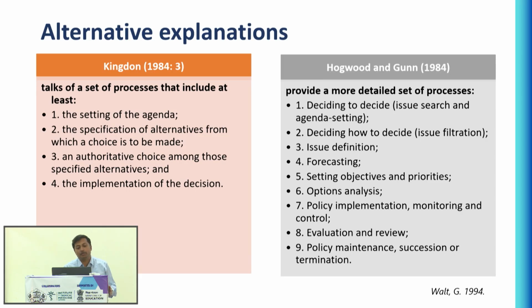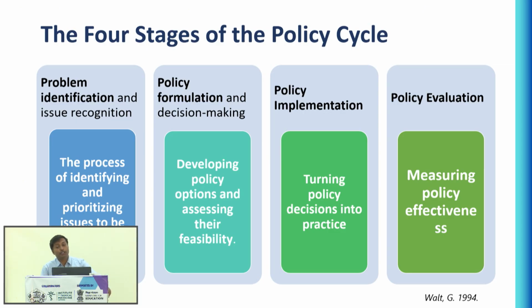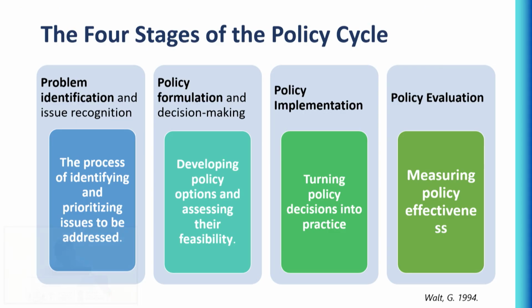But there are alternative explanations. Kingdon will talk in terms of the setting of the agenda, then the specification of alternatives from which a choice is to be made, an authoritative choice among those specified alternatives, and the implementation of the decision. On the other hand, Hogwood and Gunn would give us a list of 9 different steps which you would think of as the policy cycle. So when we talk about these 4 stages of the policy cycle, the first one is all about the process of identifying and prioritizing the issues to be addressed.